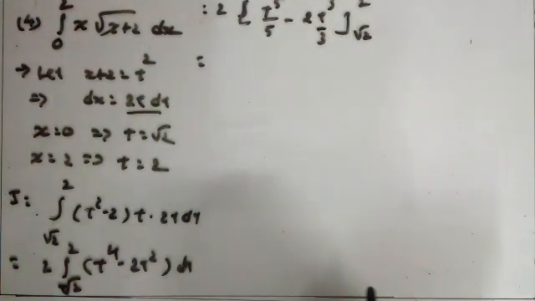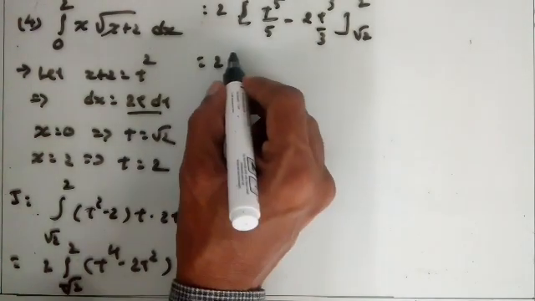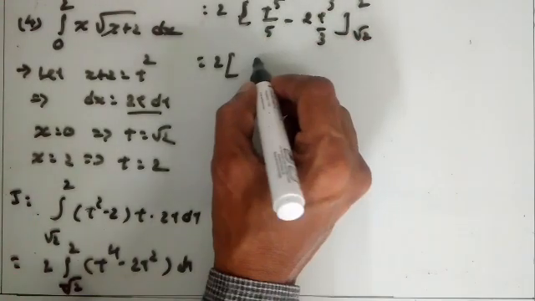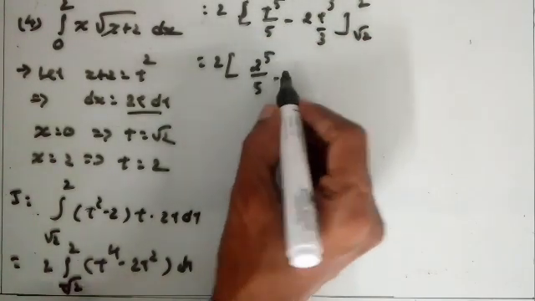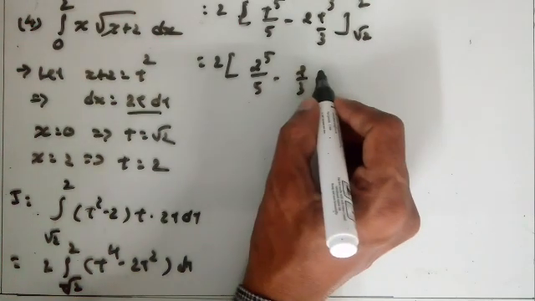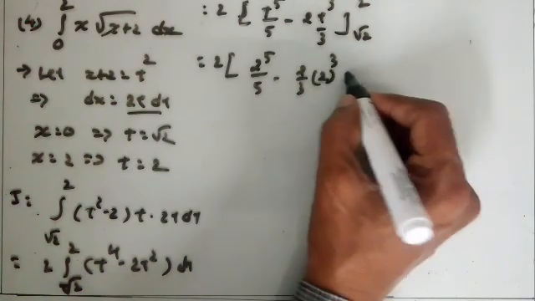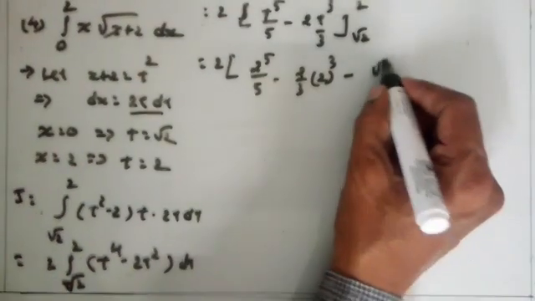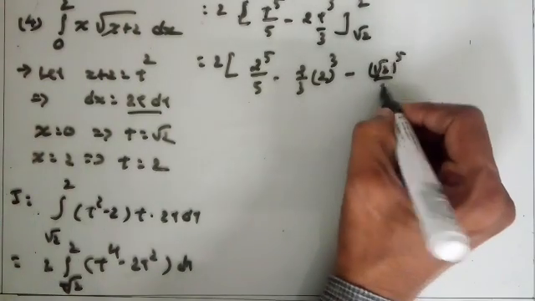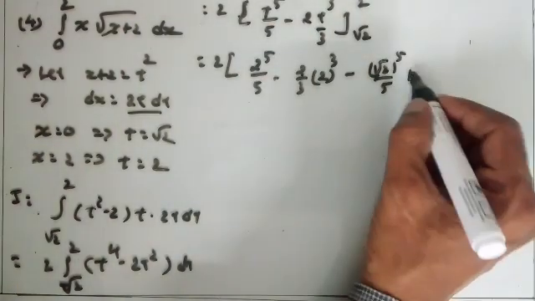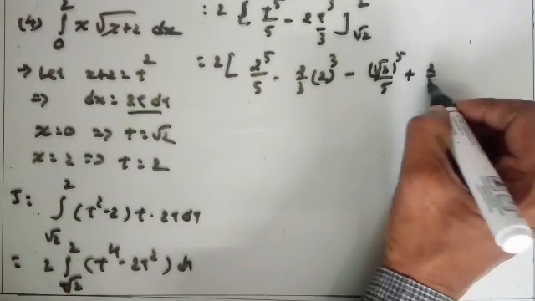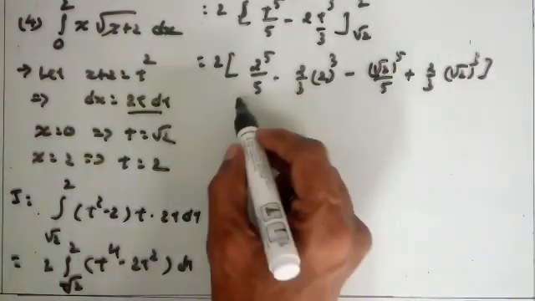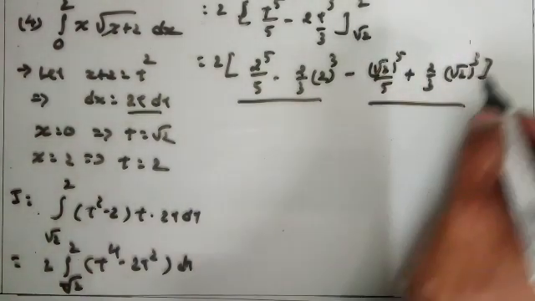So is equal to, now simplify this. So 2 into, here t is equal to 2. So 2 raised to 5 upon 5 minus 2 by 3 into 2 raised to 3. Clear? Minus root 2, t equal to root 2. So root 2 raised to 5 upon 5. Here minus take inside, so minus minus plus 2 by 3. T is equal to root 2 raised to 3. Clear? FB minus FA. Bracket over.